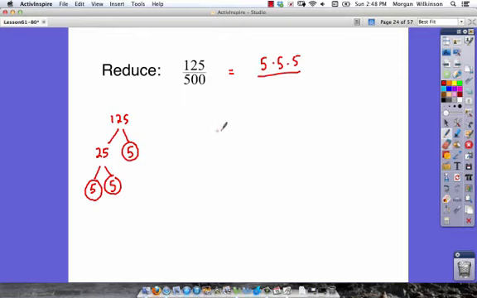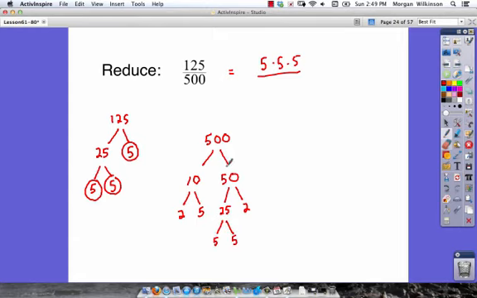For 500, we could do 10 times, well what would we have to multiply 10 by in order to get to 500? We'd have to multiply it by 50. 10 we know is 2 times 5. 50, that could be 25 times 2. And 25 is 5 times 5.